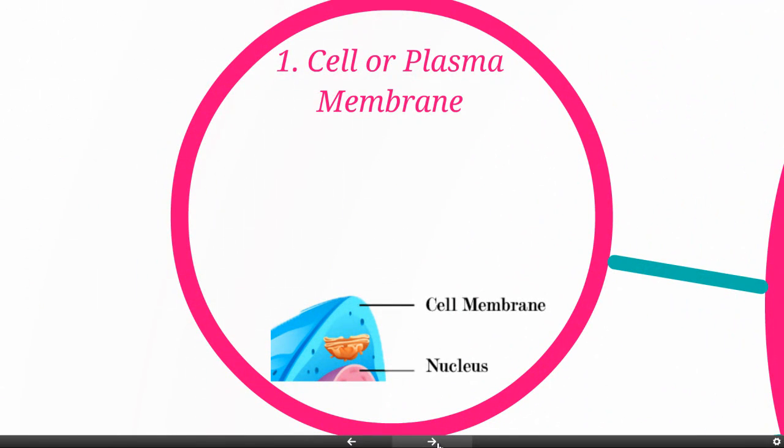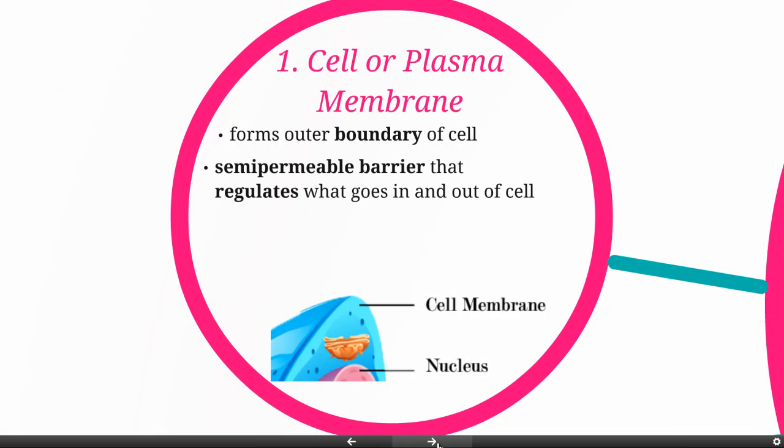So our first organelle is the cell or plasma membrane. This is going to form the outer boundary of the cell. It's a semi-permeable barrier that regulates what goes in and out of the cell. So it's pretty easy to build a barrier that nothing can get through. It's a little trickier to build a barrier that sometimes lets things through and sometimes doesn't. And semi-permeable means some things can move through, other things can't.